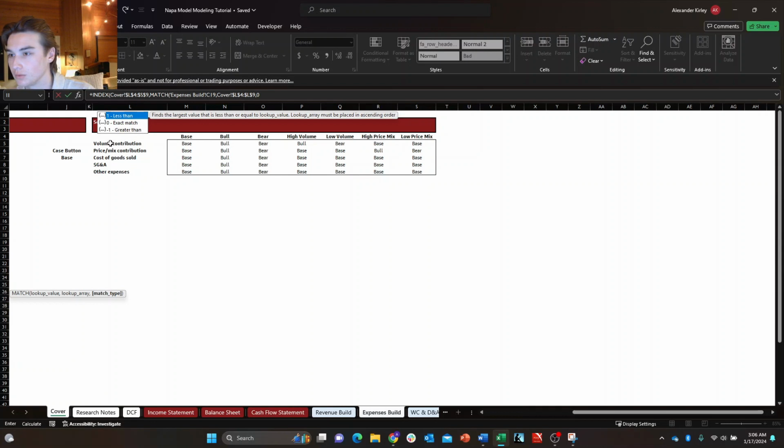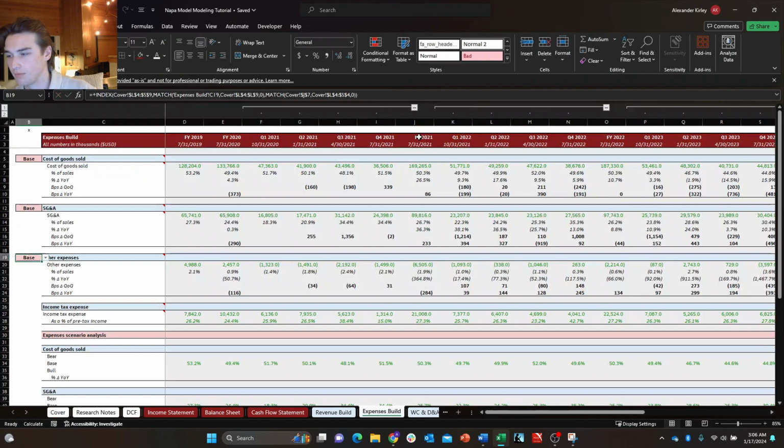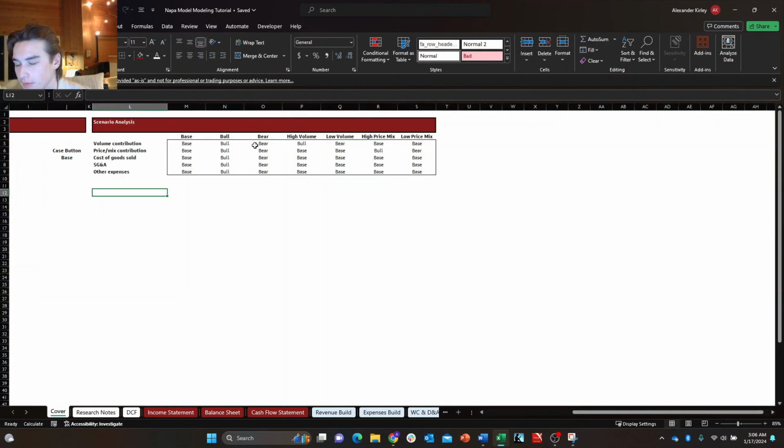Zero. Another match. Button. Button. 0. Excellent. Now what we should have is a toggle that flows through everything.